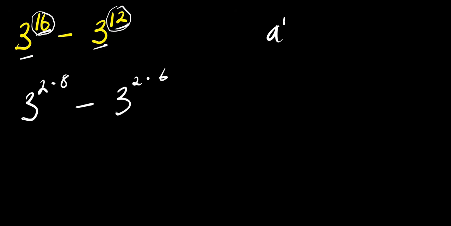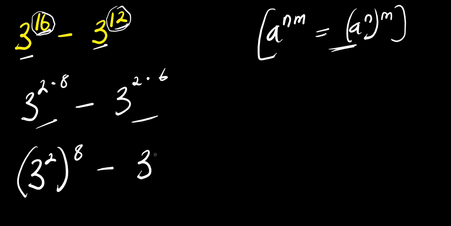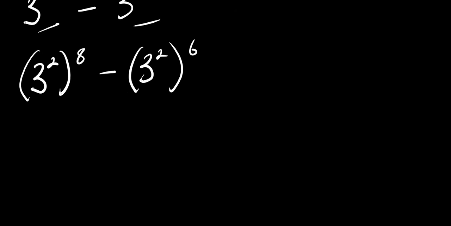If you have a power m times n, this equals a power m, all to the power of n. We are going to apply this identity here and here. So we have 3 power 2, all to the power of 8, minus 3 power 2, all to the power of 6. From here, we need to find the value of 3 power 2. So 3 power 2 is 9. You have 9 power 8 minus 9 power 6.